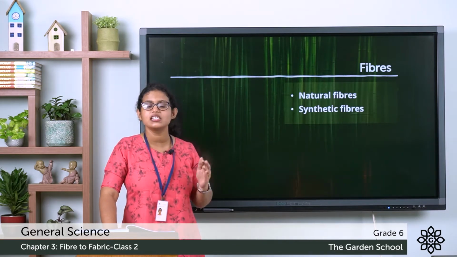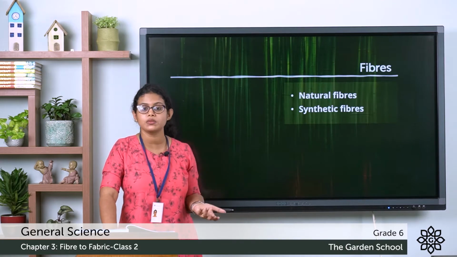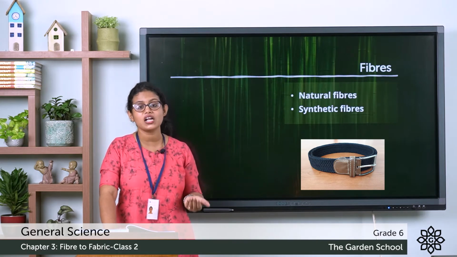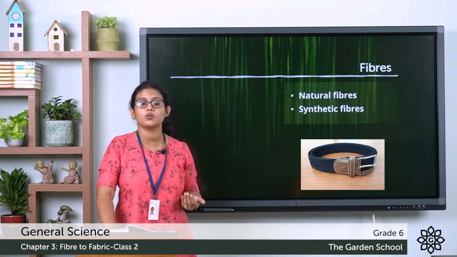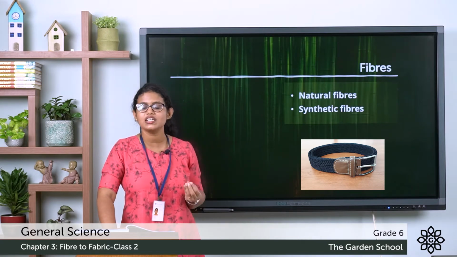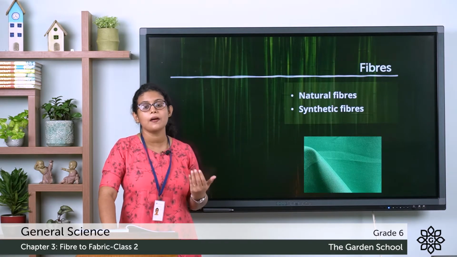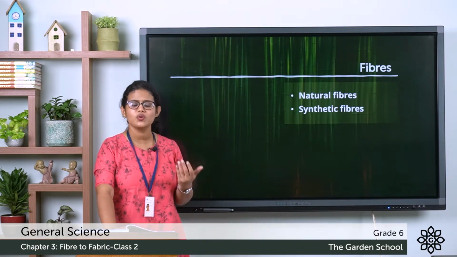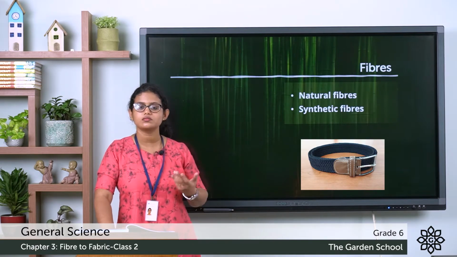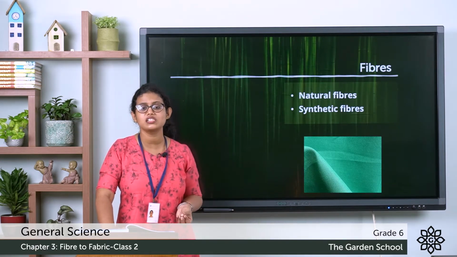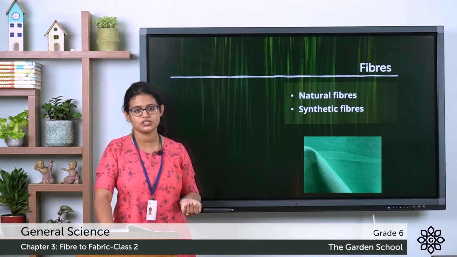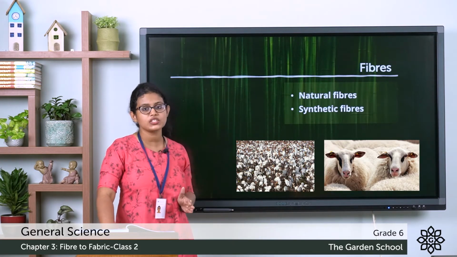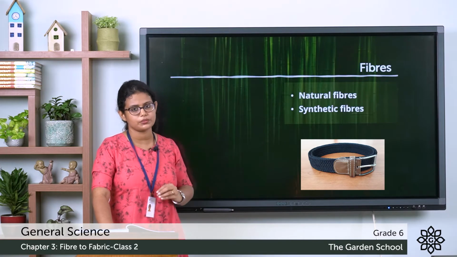Then the second one is synthetic fibers. Do we get it from the nature? No, they are not obtained from the nature. Then they are made artificially. So such fibers, what do we call? We call it as synthetic fibers, or it is called as man-made fibers. Why? Because it is made by human beings. So examples, polyester, nylon, rayon, all these are examples for synthetic fibers. So fibers can be classified based on their sources as natural fibers and synthetic fibers.